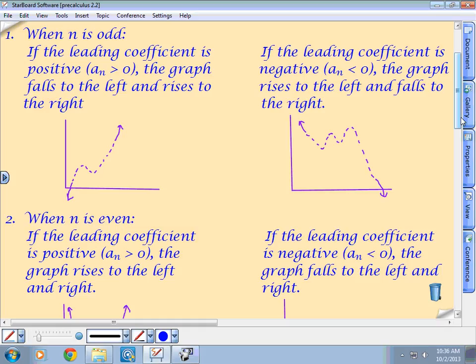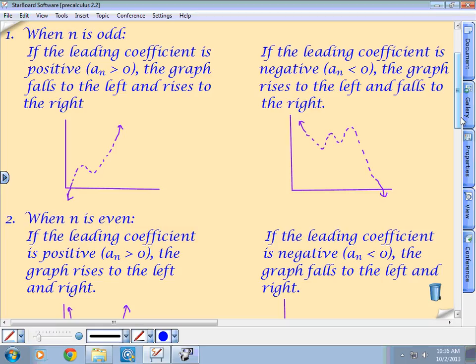All right, so when n is odd, that means when the degree of your polynomial is odd, x to the third, x to the fifth, x to the seventh, then you look at your lead coefficient. If your degree is odd and your lead coefficient is positive, well then it's going to look like this. The graph is going to fall to the left and rise to the right. I put these little dash lines because they just say that it doesn't matter what's going on in between. But ultimately, once all that stuff is done, it's going up to infinity and down to negative infinity. So it's falling to the left and rising to the right.